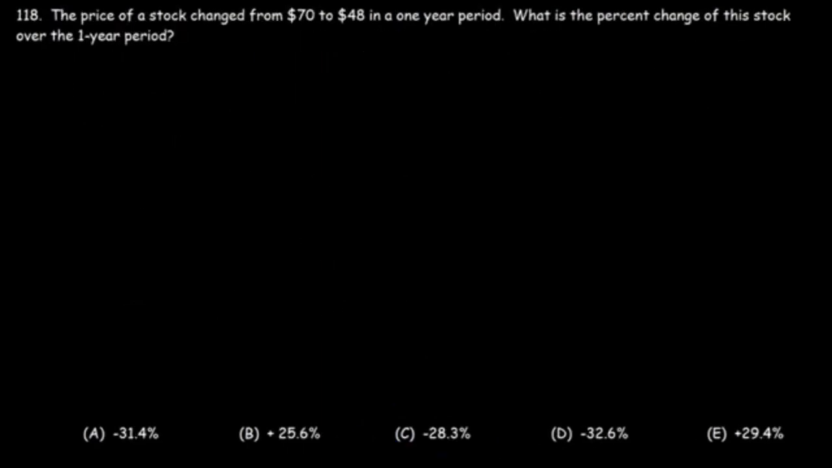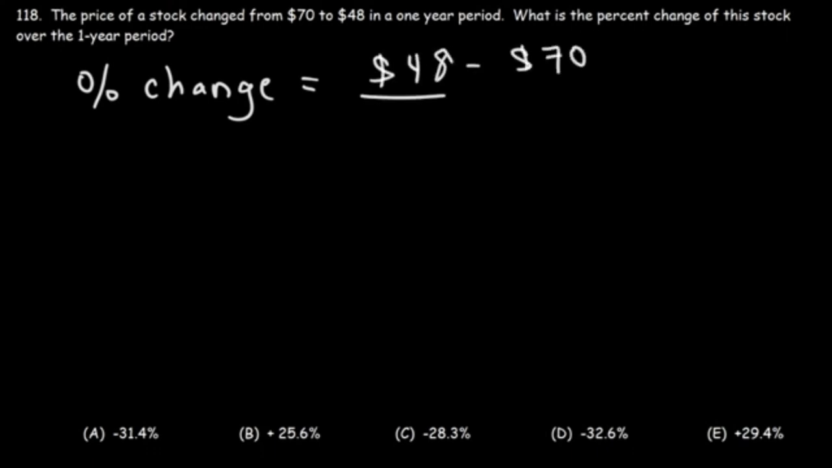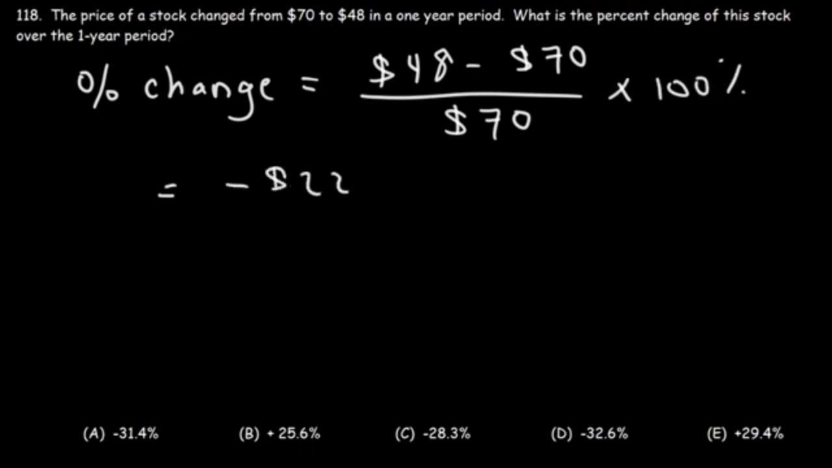118. The price of a stock changed from $70 to $48 in a 1-year period. What is the percent change of this stock over the 1-year period? So we're going to use the same formula. The percent change is going to be equal to the new value, which is $48, minus the original value of $70, divided by the original value, times 100%. So 48 minus 70, that's negative $22.